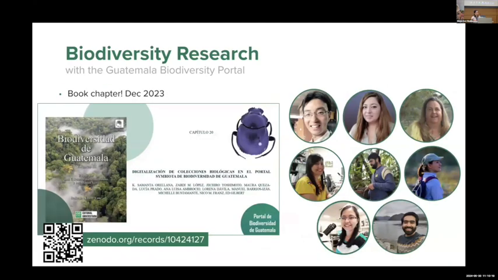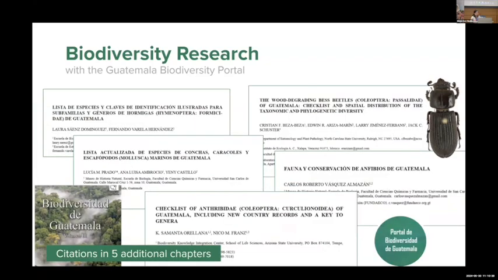So last year, we got our first publication about the portal. We have a book chapter published with all the collaborators we have in Guatemala, a large group of curators. So it was very important for us to keep working with them and to get this publication so they can also be recognized. We were very happy because this was a book about biodiversity of Guatemala, and we got citations in 5 more chapters. So that made us think that our portal is being useful for more researchers than our own tiny collections community.